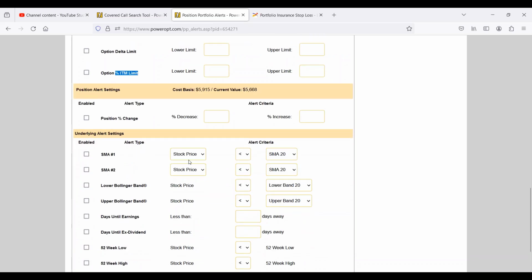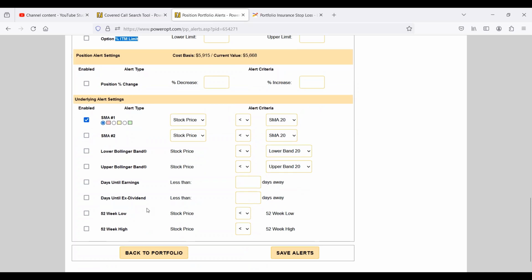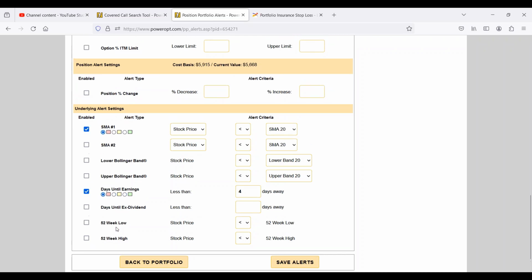Total position percent change. Normally when I'm opening a covered call position, I'm looking for stocks that are trading above the 20 or the 50-day moving average. So I may want to be notified if the stock drops below the SMA 20. Mark that as bad sentiment as well. Or if I'm within, let's say, 4 days to earnings, or maybe 4 days to ex-dividend date as well.